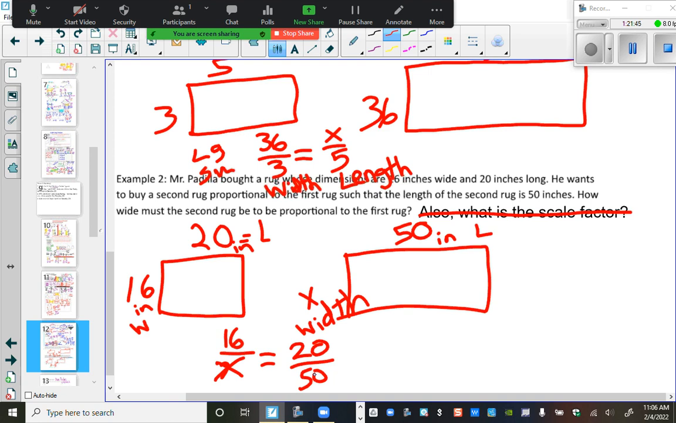Because you went with smaller flag, larger flag, and then you went with width and length. That's an acceptable proportion. You can do it that way. Very good. And then X will equal 40. He's right. Good work. So X is going to be 40 for that second one. Well done.